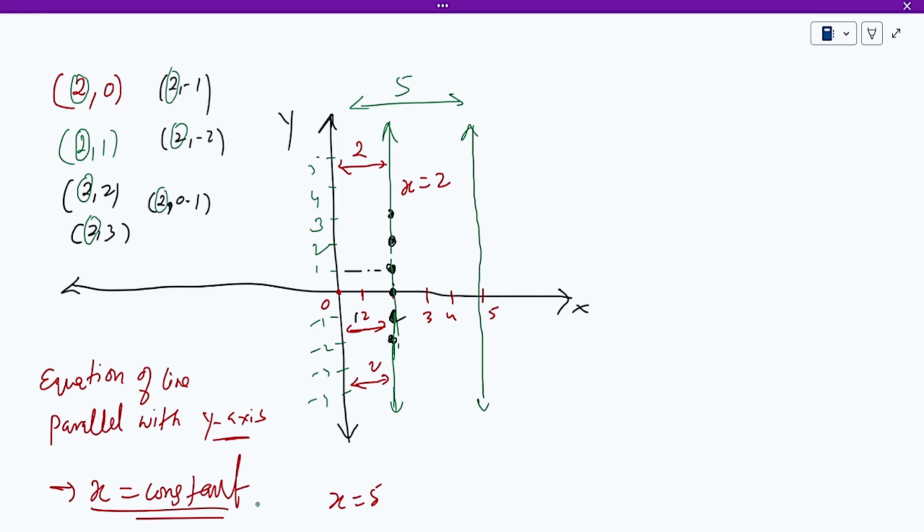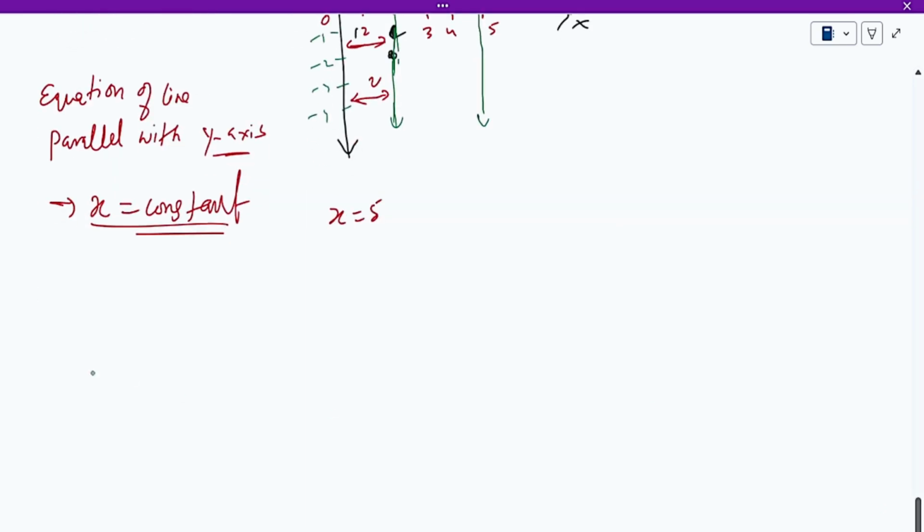So x is constant means what? Equation of line parallel with y-axis. Likewise, if I'm asking what is the equation of line if it is parallel with x-axis, what will be the answer? You will say it is constant in y. Y is constant.